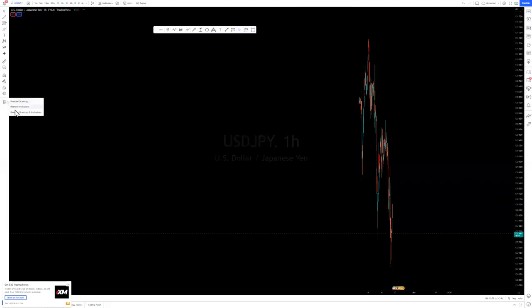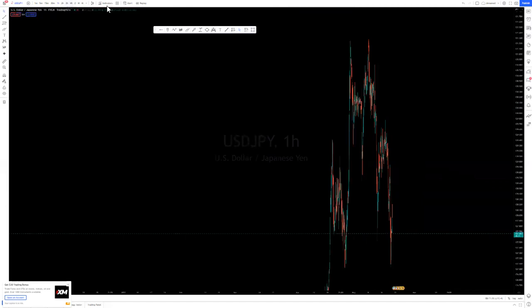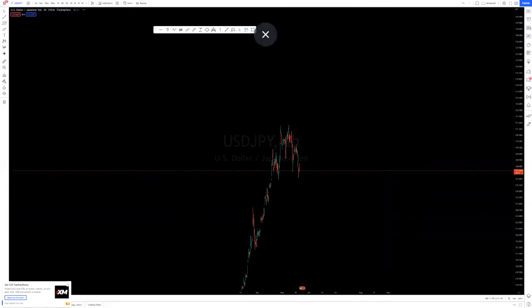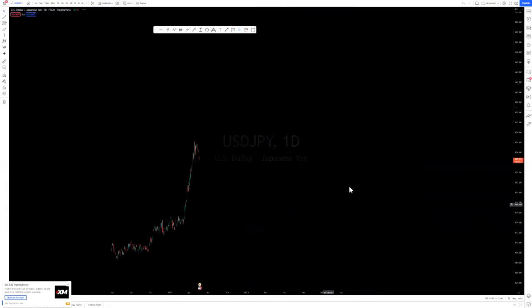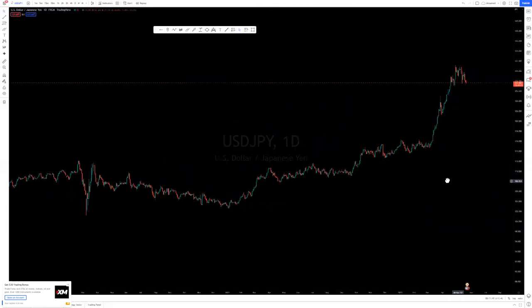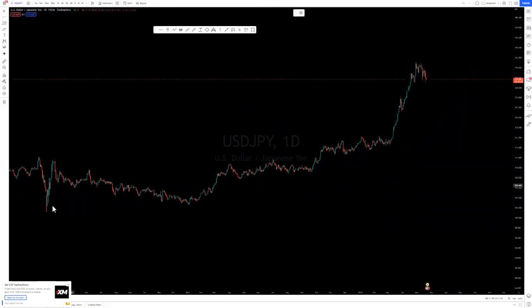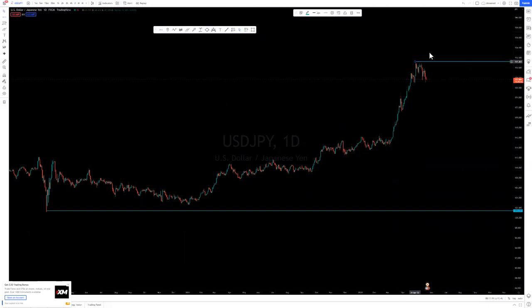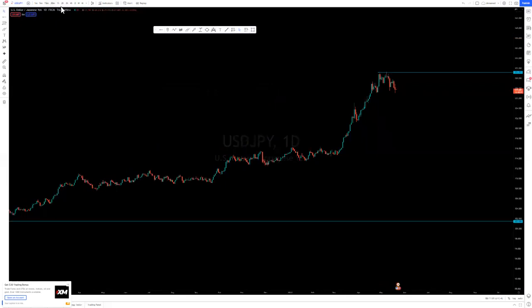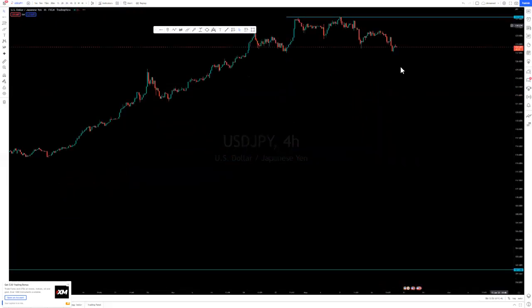Let's see what we have on USDJPY. Here's USDJPY, guys. Okay, I'll start on the daily. The low that I'm having on the daily, the high that I'm having on the daily. There's nothing much to be done, so I'll move to the 4 hour.